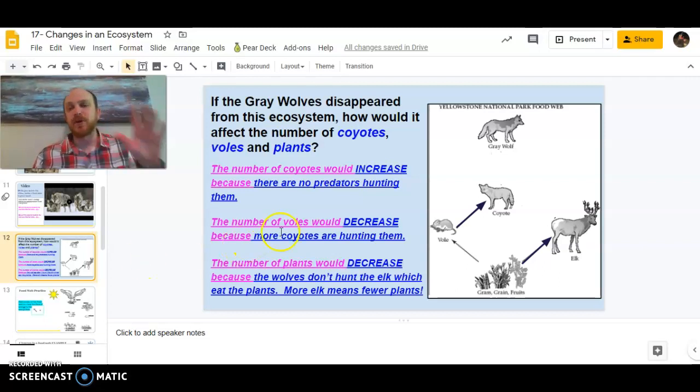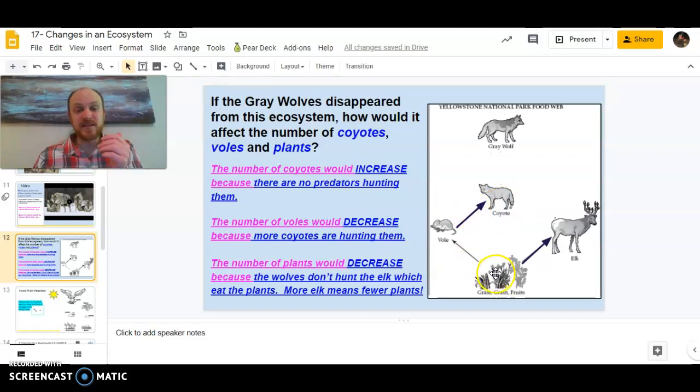So if gray wolves disappeared, and you can see I kind of deleted those arrows. Gray wolf's gone. Well, now all of a sudden, there's nothing eating the coyotes. So I wrote the number of coyotes would increase. Remember, that means go up, become bigger in number, because there are no predators hunting them. So they're going to eat a bunch of stuff. The number of voles then would maybe decrease, because if there are so many coyotes, they're going to just go crazy and eat all the voles.